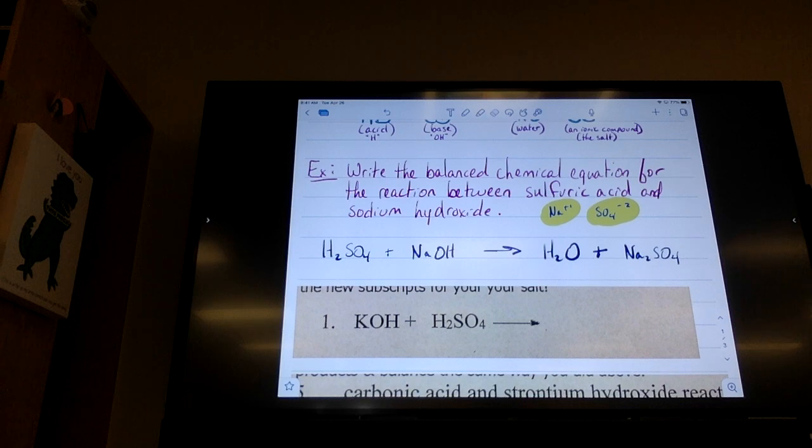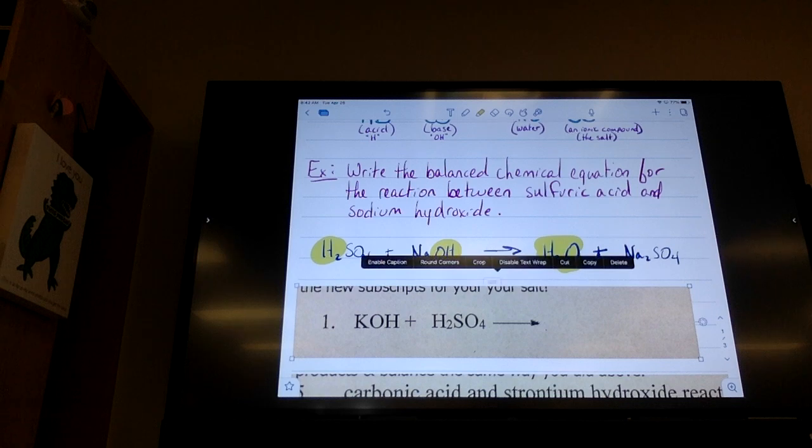You didn't get rid of it. It transmuted. The hydrogen and the hydroxide changed into water. They kind of combined together. Now, you'll notice that the numbers don't add up. So what do we have to do now to make sure that they add up?